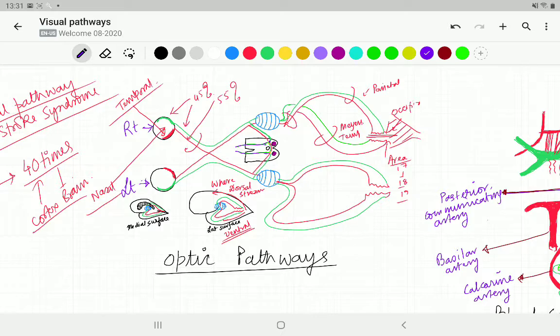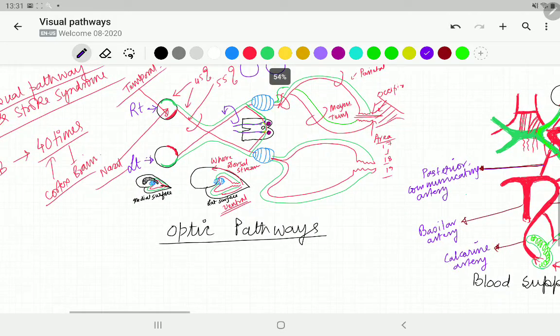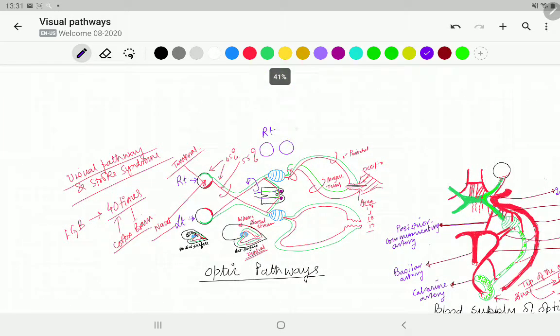The next part is obviously the optic tract. If the optic tract is affected, the patient will develop homonymous hemianopia. So if the right optic tract is affected, if this is the right and this is the left, the patient will have left homonymous hemianopia. I will do it clearly. So the patient will have left homonymous hemianopia. Because the macular vision is there, there will be macular involvement.